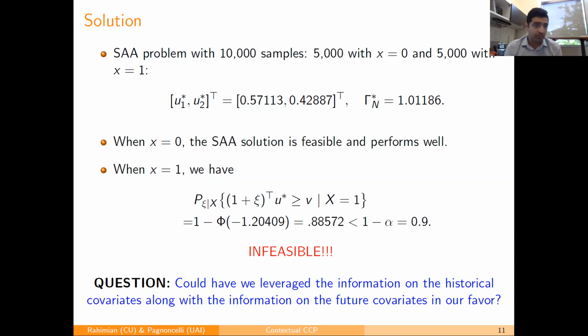Once I get this solution, and if you tell me, hey, the market situation is good, it's a regular situation, you can see immediately that this SAA solution is in fact feasible for that contextual problem. Whereas when x equal to 1 and you are in a bad market situation, you can see that this solution is no longer feasible for the chance constraint. In fact, you're not satisfying that chance constraint, and this solution is no longer implementable for a contextual problem. So ignoring the contextual information leads to some undesirable situations for us. So the question is how we can leverage this contextual information, along with the information of the new covariate vector that we have, and use it in our favor so that this type of situation wouldn't happen.